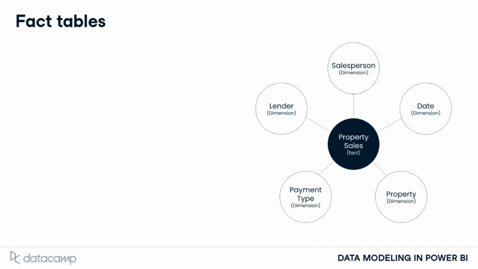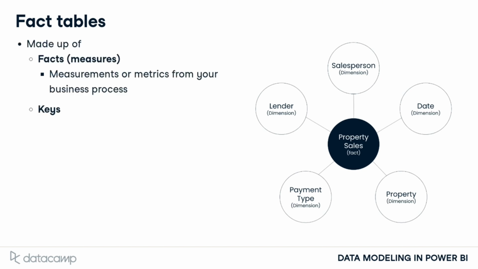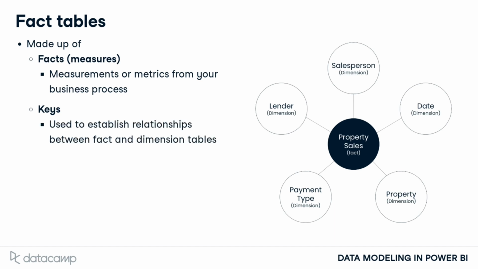Let's take a closer look at fact tables first. A fact table typically has two types of columns: facts and keys. Facts are the measures or metrics from your business process. Examples include sales, employee count, or number of website visits. They are generally dates and numbers which we can aggregate in some way. Keys are how we establish relationships between fact tables and dimension tables.